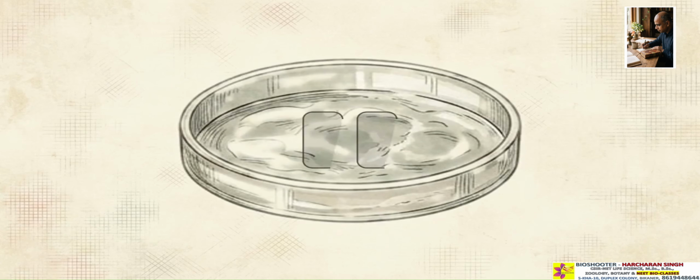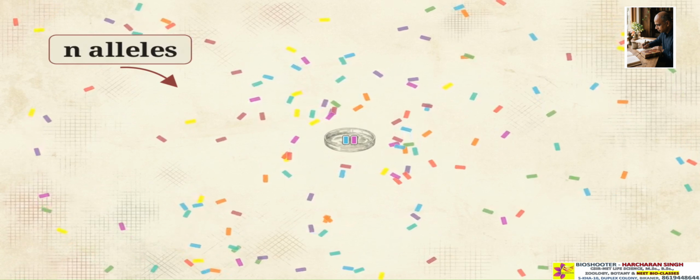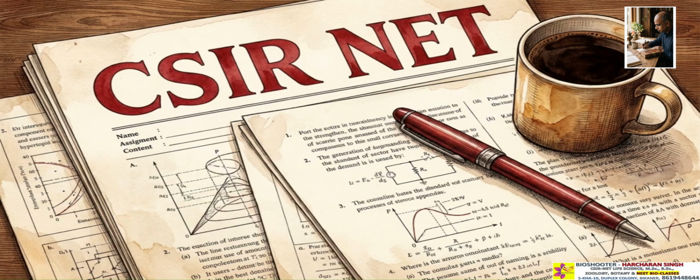A standard diploid organism can harbor a maximum of only two alleles at a specific homologous locus, one inherited from each parent. In contrast, the collective population gene pool harbors an indefinite repertoire of alleles, denoted by the variable n. This principle is a staple of advanced genetics examinations.